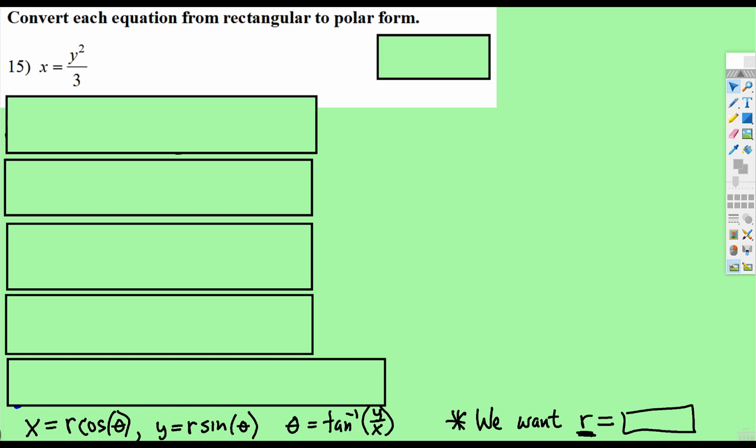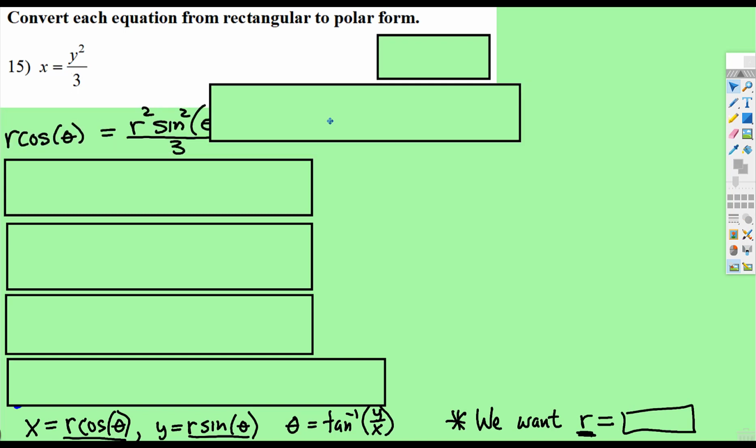Okay, now we're going to convert a rectangular equation to polar form. And notice this is a parabola. This parabola would be facing this direction because x is equal to y squared. So that's considered a form of a conic. We also need to remember that x is equal to r cosine theta and y is equal to r sine theta. So I'm going to convert the x's and the y's.